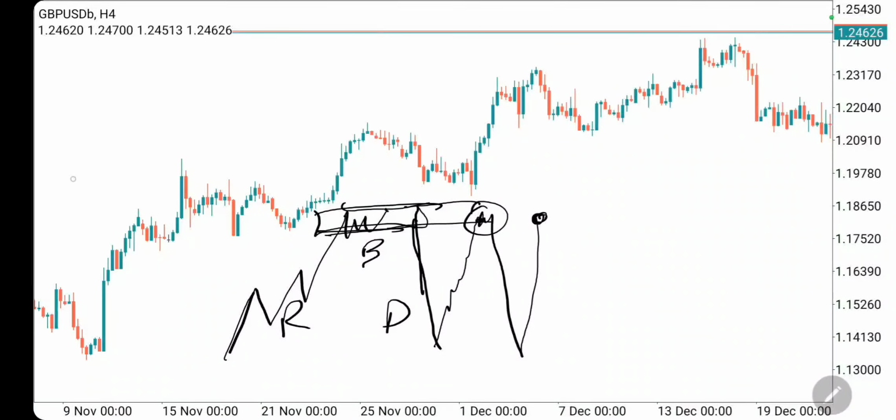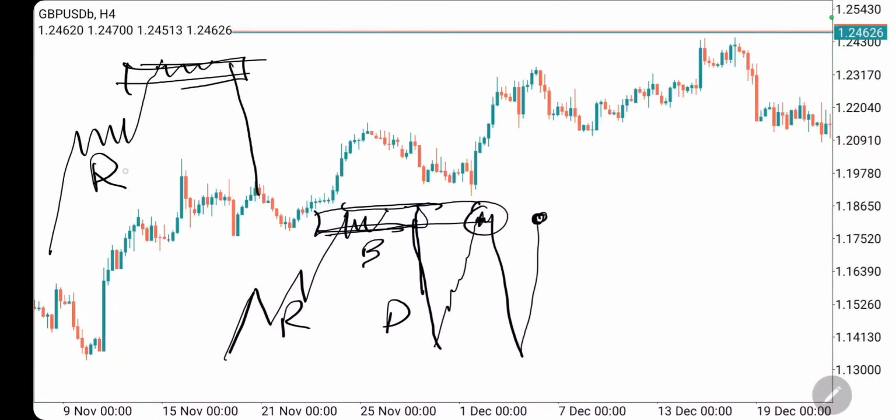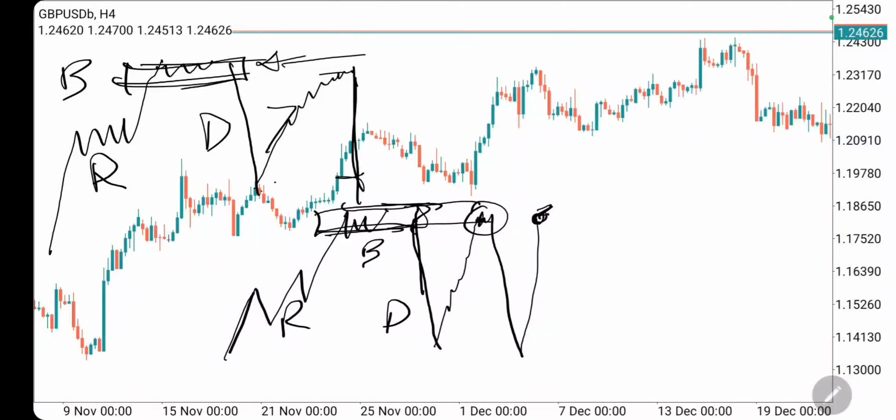But if I have a zone like this, whereby the market is yet to test it, rally, base, drop, now this is a fresh zone. The market has not come to this zone. So this zone has a higher probability of success than the zone that has been tested before. So the market is expected to come to this zone and do what? Sell. All right, so avoid trading a zone that has been previously tested.